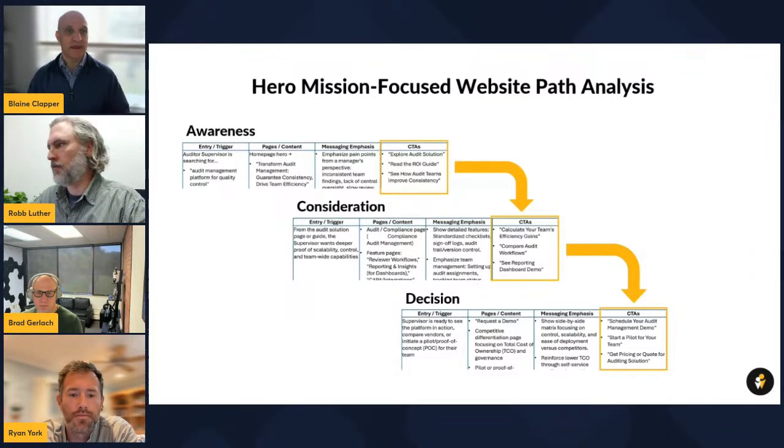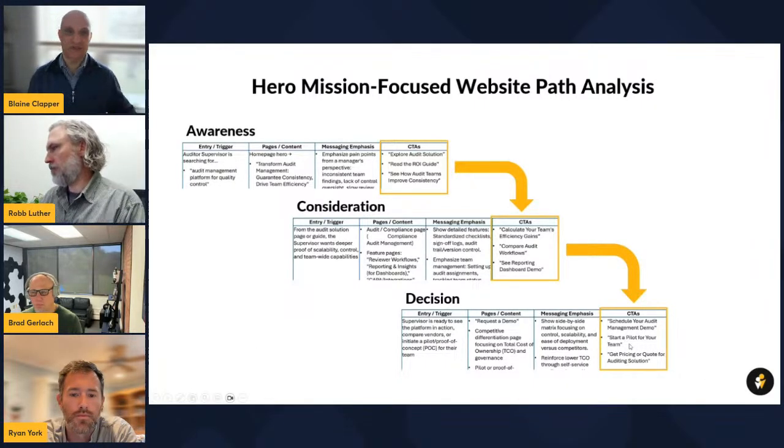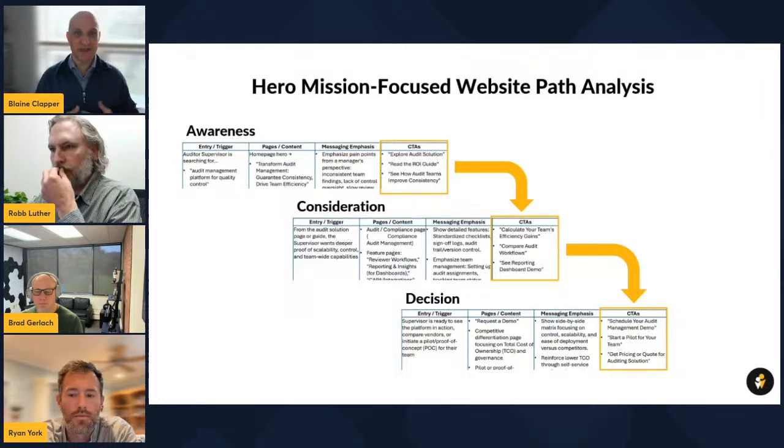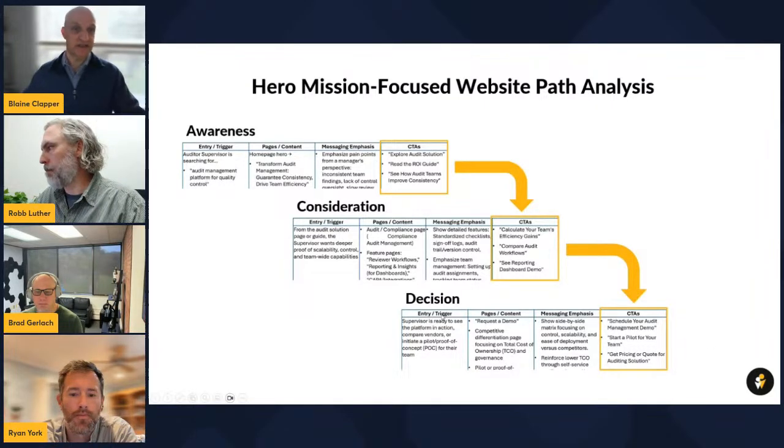And we get a little harder with the CTA. So here it's calculate your team's efficiency gains or see a reporting dashboard demo. Guide them to experience the value of the solution that we're offering. And then finally, the decision stage, where we really want to get them to. They're ready to commit. Now they need to de-risk or lower the risk of the investment. They're worried about deployment cost, is the vendor legit, reinforce low total cost of ownership, and provide assurances, like, for example, a clear onboarding roadmap.